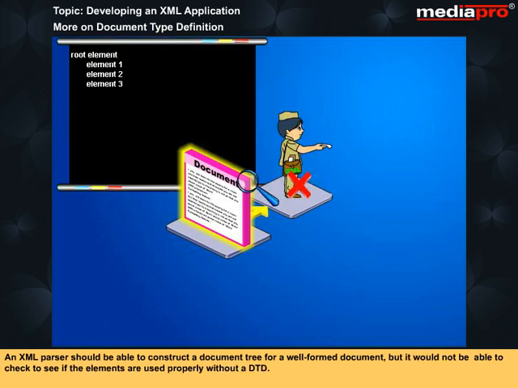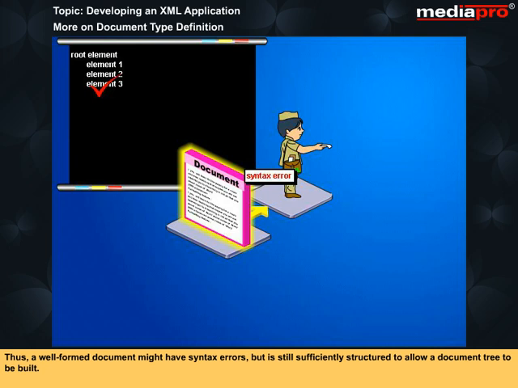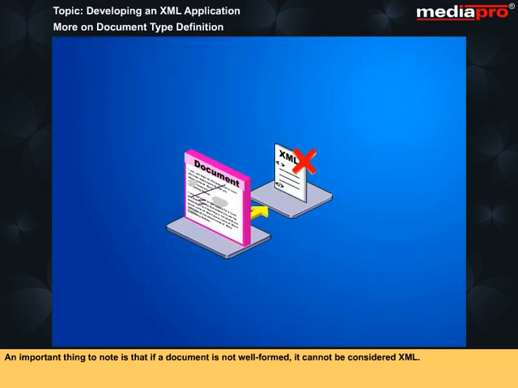An XML parser should be able to construct a document tree for a well-formed document, but it would not be able to check to see if the elements are used properly without a DTD. Thus, a well-formed document might have syntax errors, but is still sufficiently structured to allow a document tree to be built. An important thing to note is that if a document is not well-formed, it cannot be considered XML.